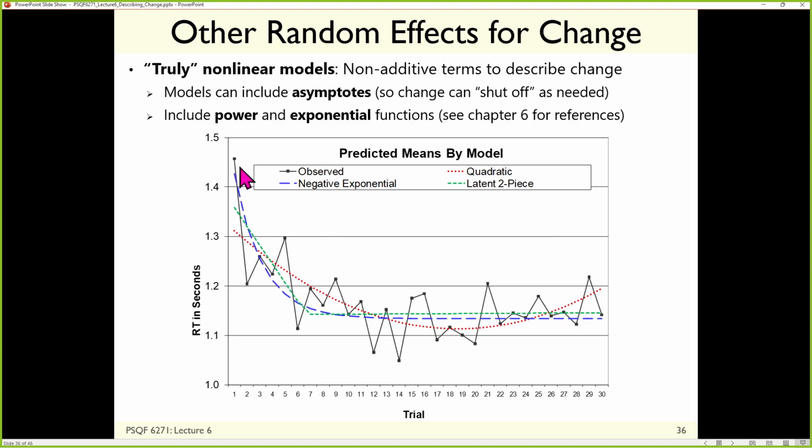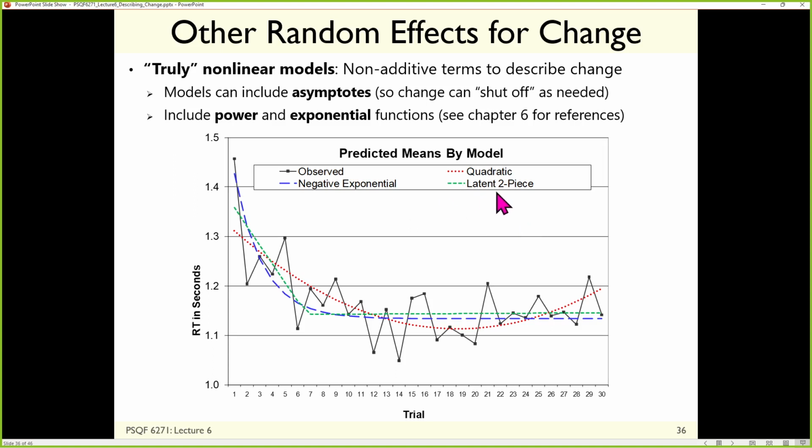And I have fit to this 3 different predictions. So the red dotted line is the fit to these means of a quadratic model. So you can see that it has this sort of upside down U shape. And what would a quadratic model predict should happen after trial 30? Where's this trajectory heading? Yeah, back up again, the other side of the U. So from a learning perspective, that doesn't seem like a very reasonable thing. We wouldn't expect people to all of a sudden start getting worse again.